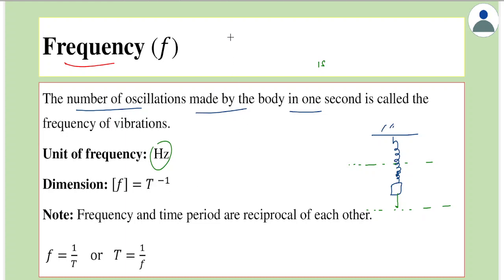That is because frequency is equal to 1 by capital T. The capital T is called the time period. So it will be per second, and this per second is called hertz.